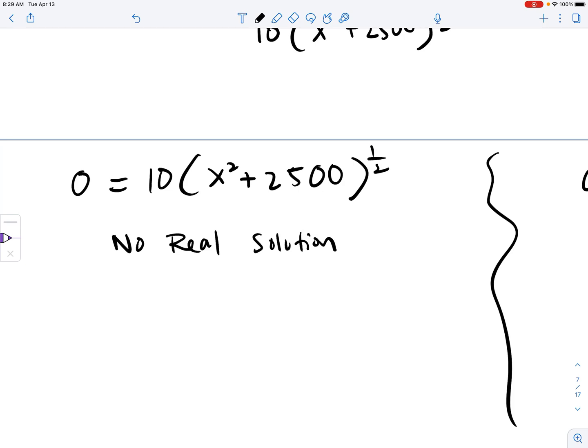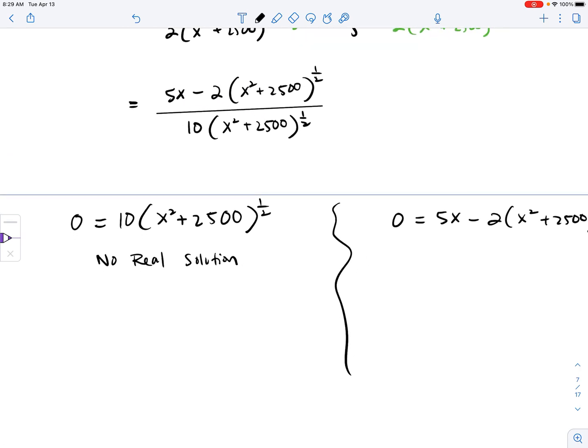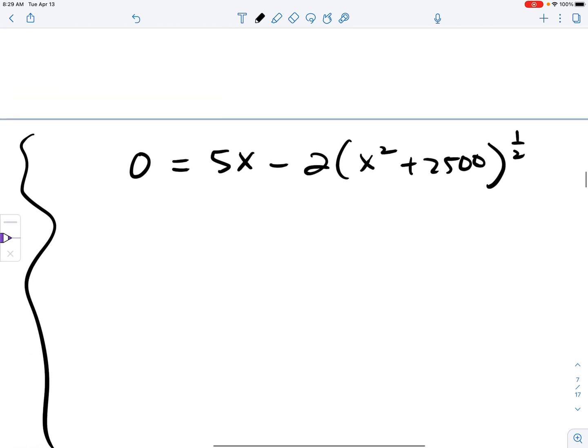To set 0 equal to the denominator, right? There's no real number that you could plug in for x that would make the right-hand side equal to 0. Now you could divide by 10, you could square both sides, and then you get x squared equals negative 2,500, which means there's no real solution. You can't have x squared equal to a negative number within the real numbers. There's no real number that would make that a true statement. And then over here, where we have the numerator set equal to 0, we can subtract 5x from both sides.